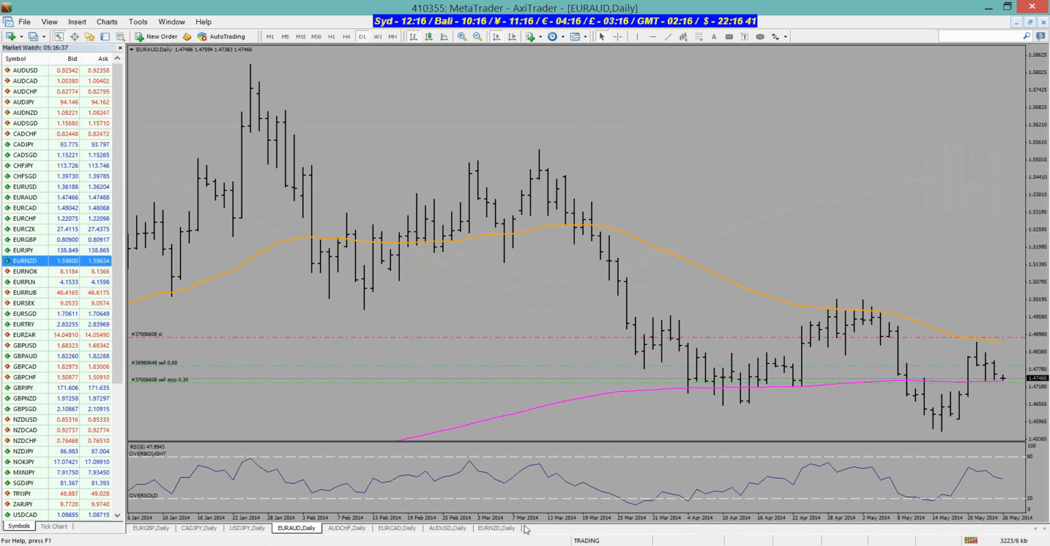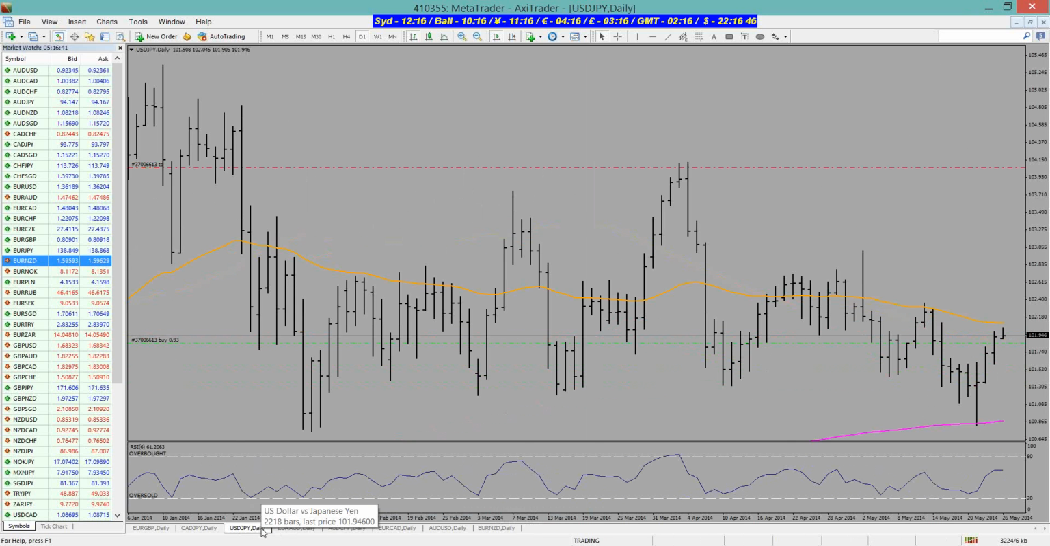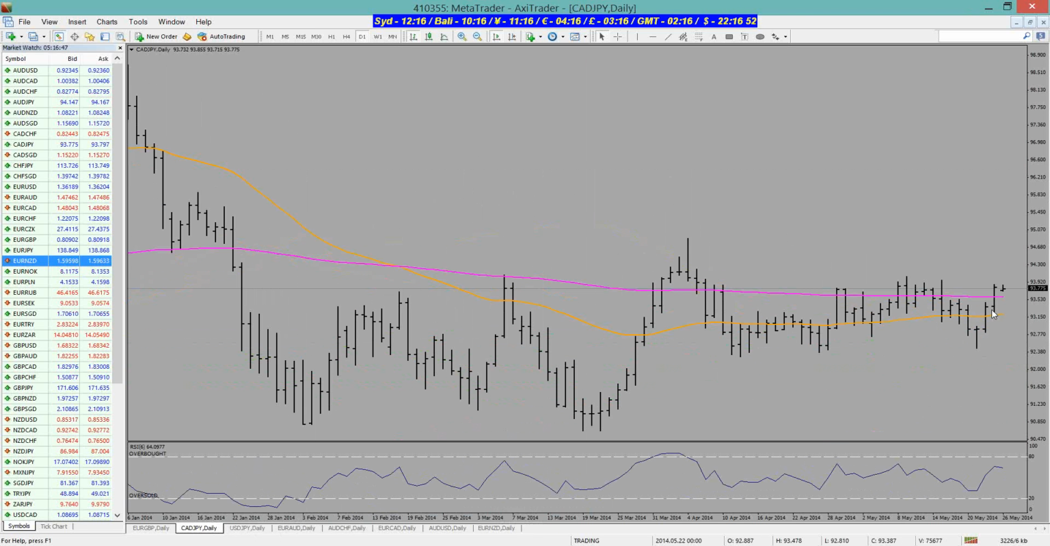Apart from that, the only other thing I'm looking at is the dollar yen. I took this trade, trying to do a range trade. We'll see how that goes. And the CAD yen I like. I missed this on Friday. I wasn't watching. I missed it, damn it.